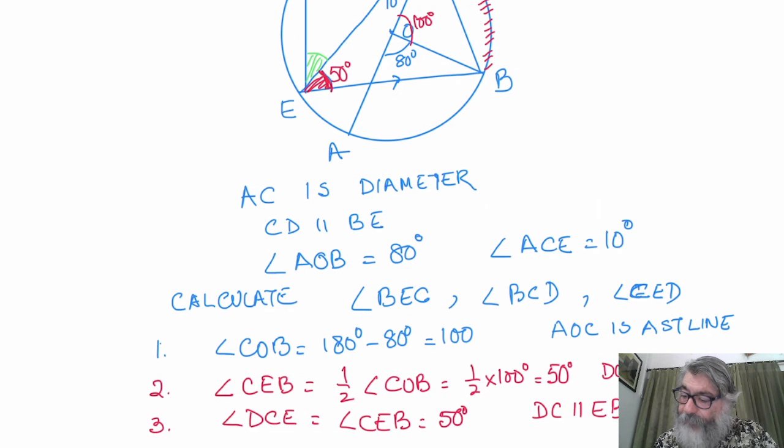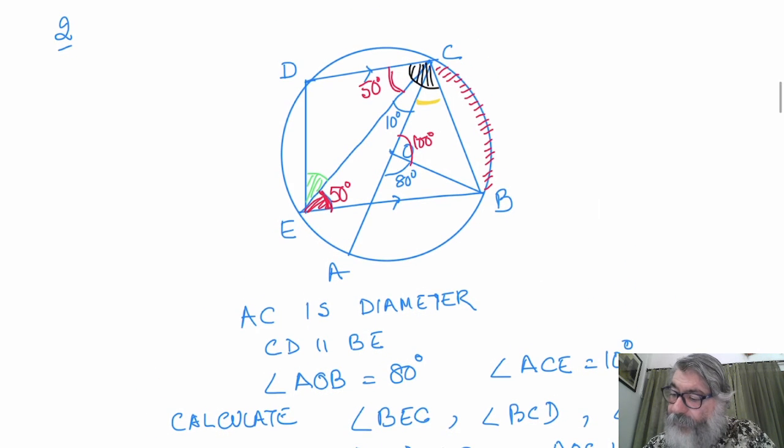Angle OCB is equal to angle OBC, which will be (180 minus 100) upon 2. That will be 40 degrees. This angle will come out to be 40 degrees, and this angle will also be 40 degrees. Why? Because OC and OB are radii of the same circle.